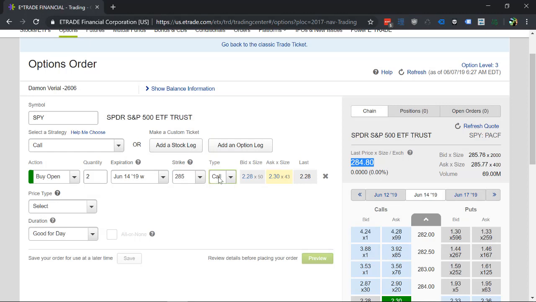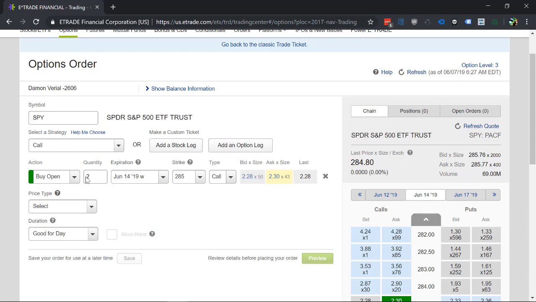Type call. And right here you have the bid and the ask. The size is the amount. That's the liquidity. The SPY usually has very high liquidity, so we don't really care about the size. But we do care about the bid and ask. So this is what the bidders are offering, 2.28.